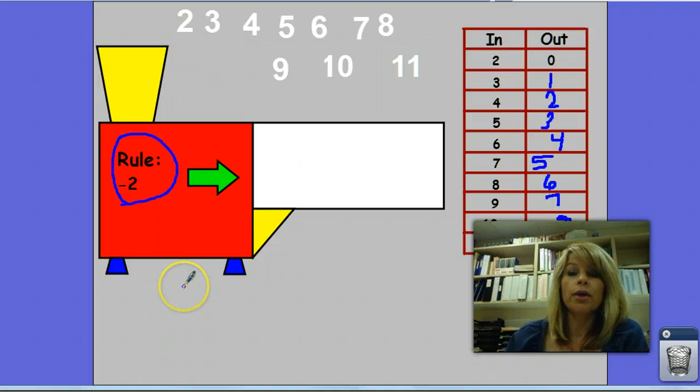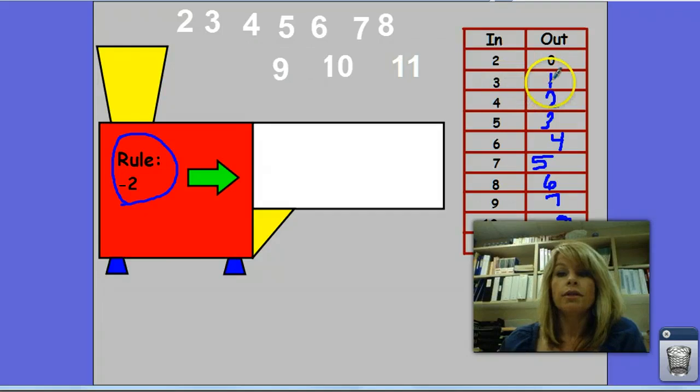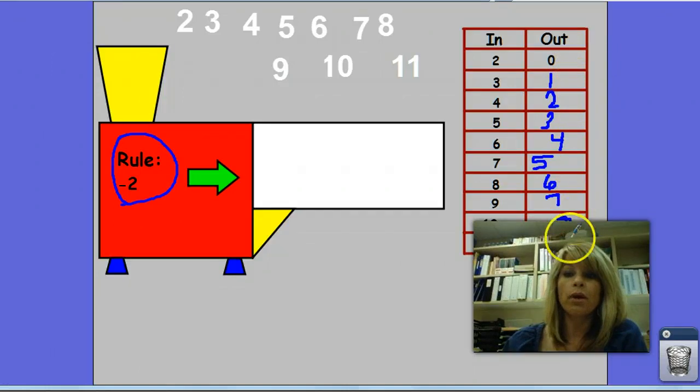Alright, let's check your work. If 3 goes into the machine, out comes 1. 3 - 2 is 1. If 4 goes into the machine, 4 - 2 is 2, all the way down. Did you notice a pattern to your numbers? It starts at 0 and goes up by 1 each time. 0, 1, 2, 3, 4, 5, 6, 7, 8, 9. That's an interesting pattern from this function machine.